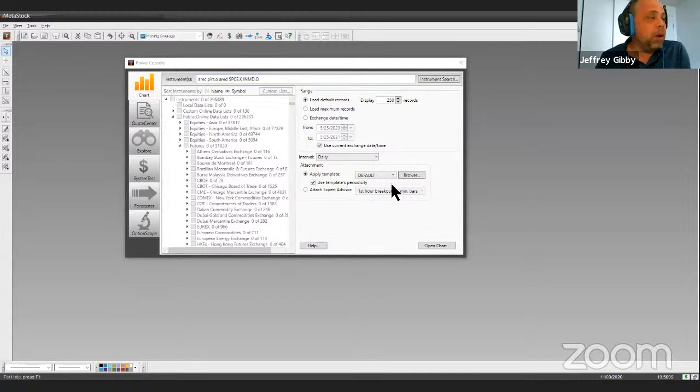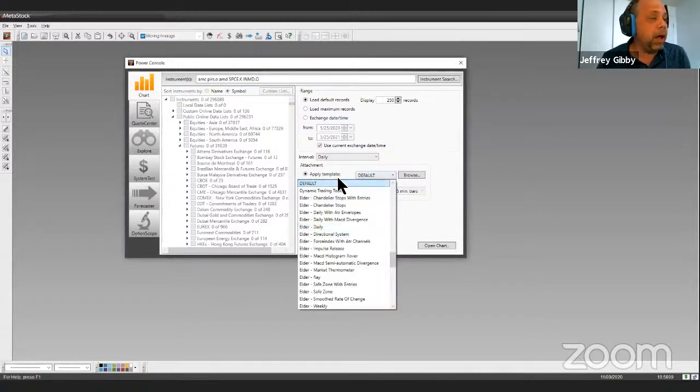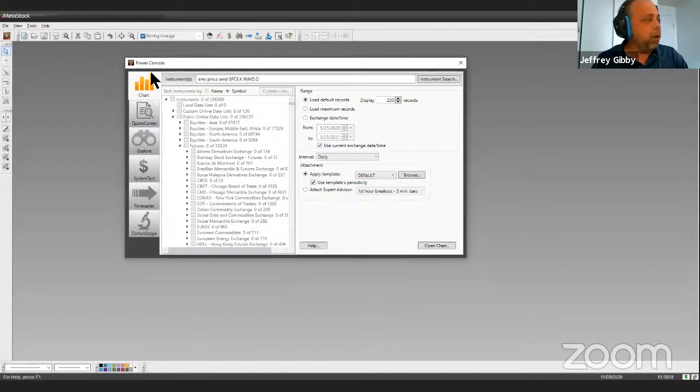Okay, what I'm going to do here is apply a template. This is what we call our Power Console in MetaStock, and right here I've just got it open for charts. So we're going to look at charts, just to give you an idea of what the other tools in MetaStock are. This is basically a quote screen. Right here is a really good scanner we have. We call it the Explorer.